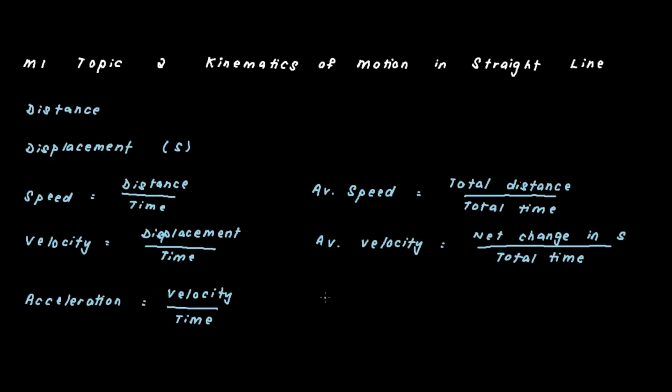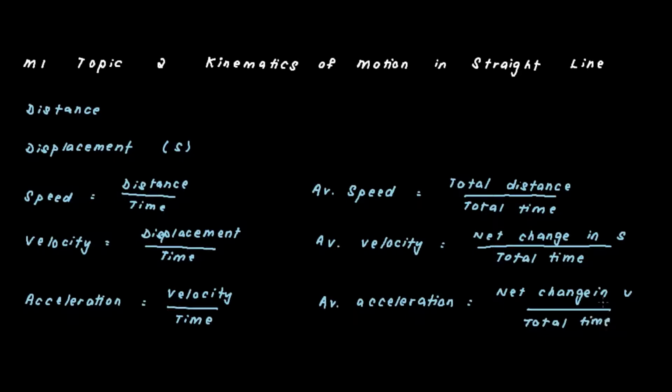Then for average acceleration, the same thing applies: it is the net change in velocity divided by the total time. All right, so that's it for the introduction part.